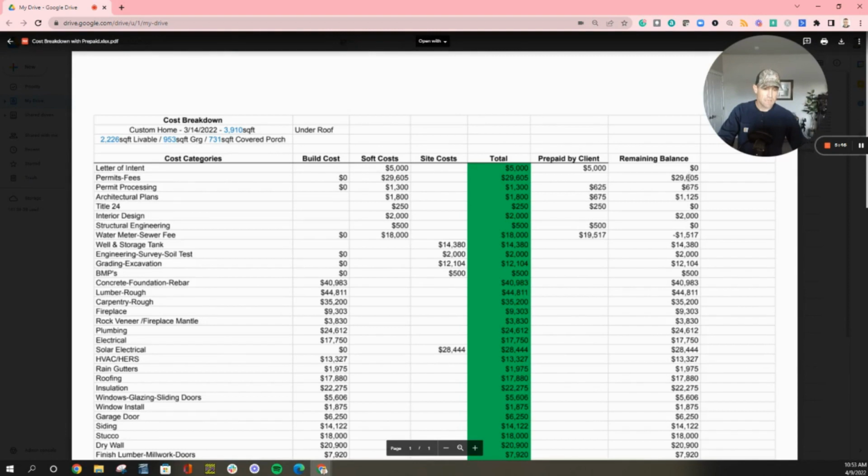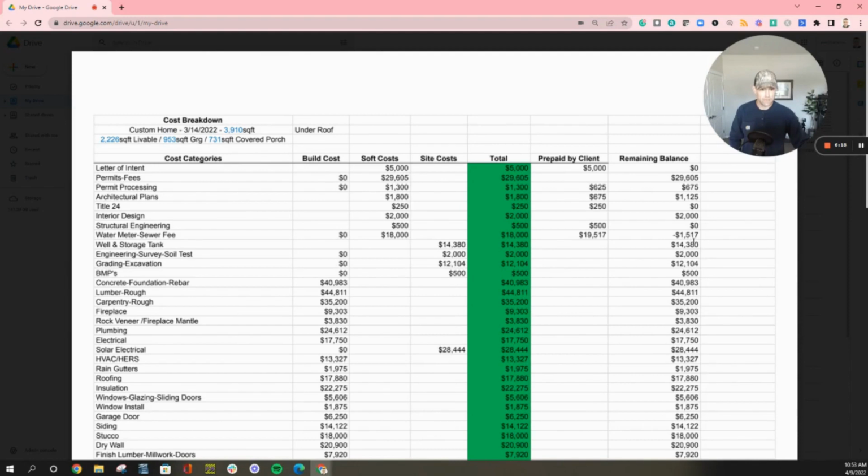But these amounts here, you can see they're reduced. Like this one here had a permit processing fee of $1,300, or the budget was $1,300. They prepaid $625, so there's a remaining balance of $675. So this allows the lender to know that, hey, I've got $675 additional that's going to go out in that first draw, because that's what's left in that line item, since they've already prepaid $625. And that applies all the way down here.